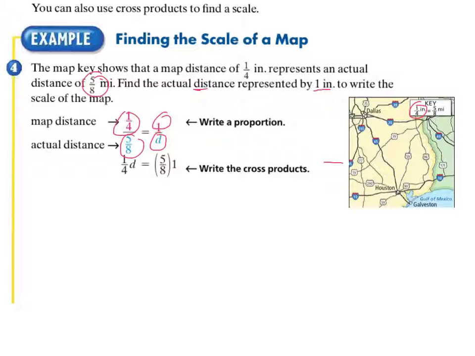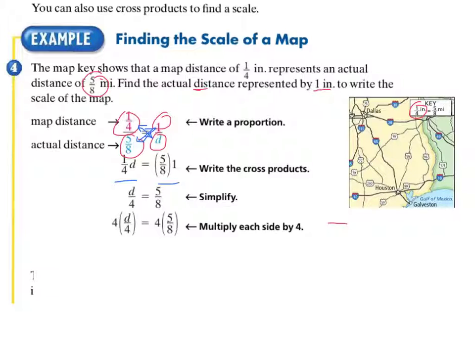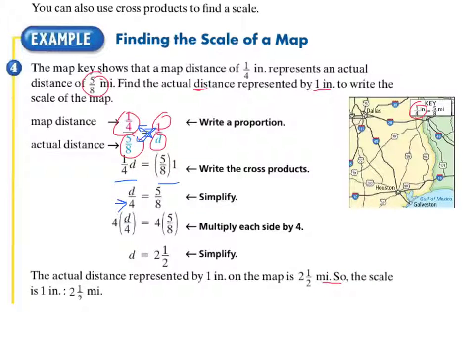So our proportion is that. Then we're going to do cross products, so 1/4 D, and 5/8 times 1. 5/8 times 1 is just 5/8, so we have D over 4 equals 5/8. Then we're going to multiply both sides by 4 to move this 4 out from underneath the D in our equation. And that gets us D equals 2.5. So the actual distance represented by 1 inch on the map is 2.5 miles. So the scale is 1 inch to 2.5 miles.